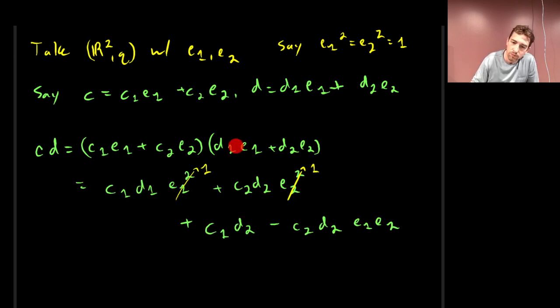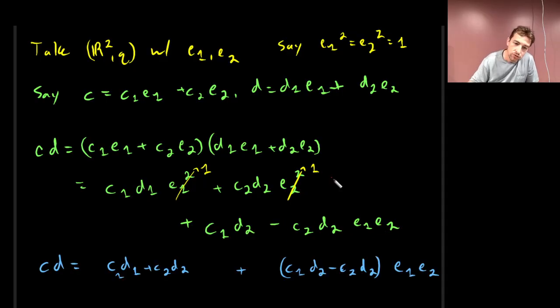If you start multiplying this out, E1 E1 is going to be 1. So I get C1 D1 plus C2 D2. These just become scalars. And over here, I should put parentheses around this. We get this parenthesis where the negative sign is because we had E2 E1, so we flipped them to get E1 E2, and that's why there's a negative here. To put it together, you see CD equals this. This is a scalar, degree 0, plus this, which is degree 2, what we call a bivector.